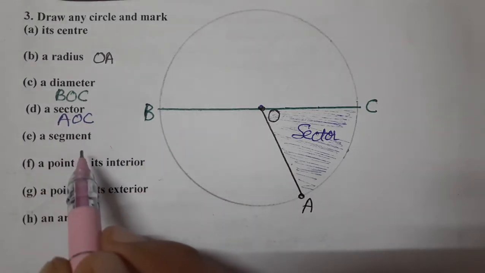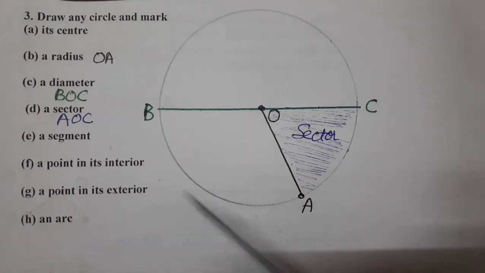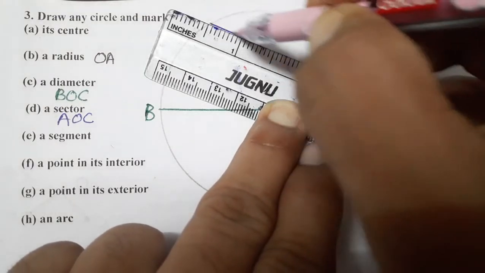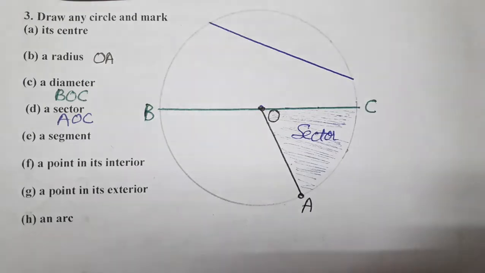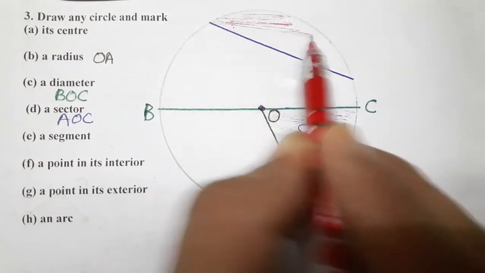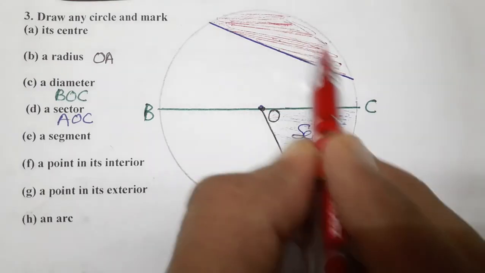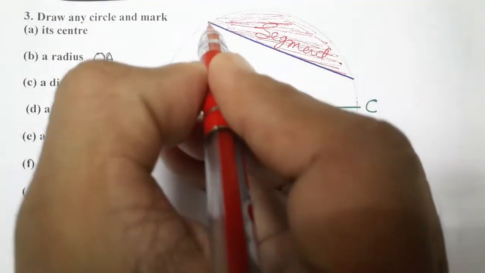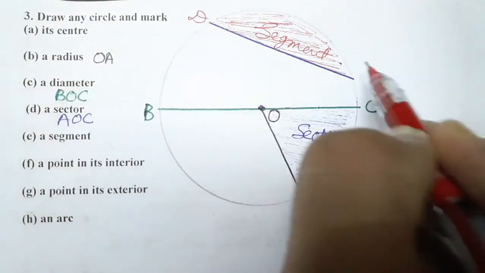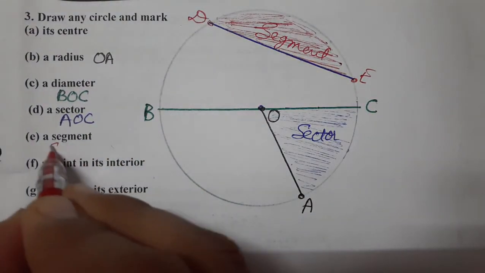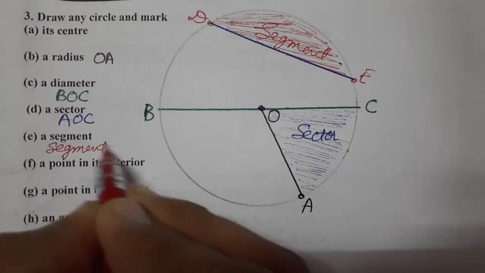Next comes a segment. What is a segment? We know segment. It is an area joining a chord and an arc. The region formed by a chord and an arc is called a segment. So this is the segment. And we can name it A, B, C, D and E. So we'll write segment DE.